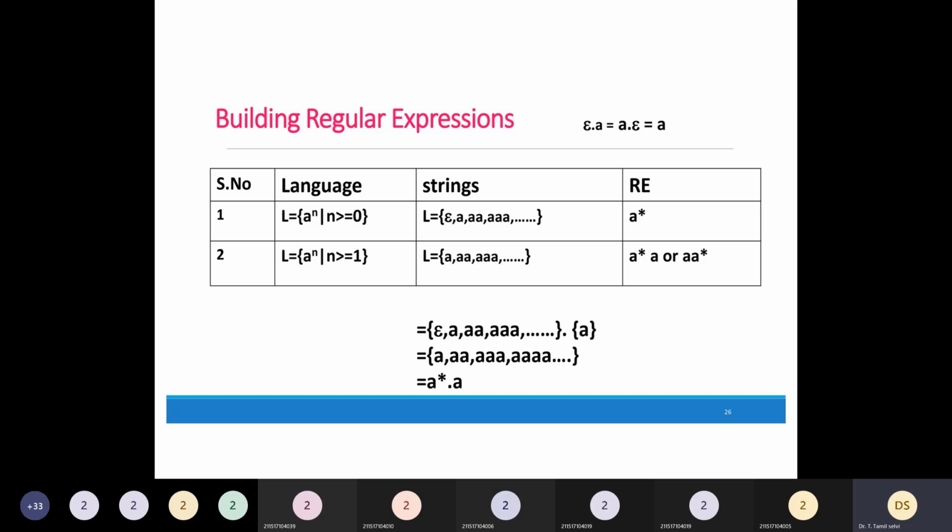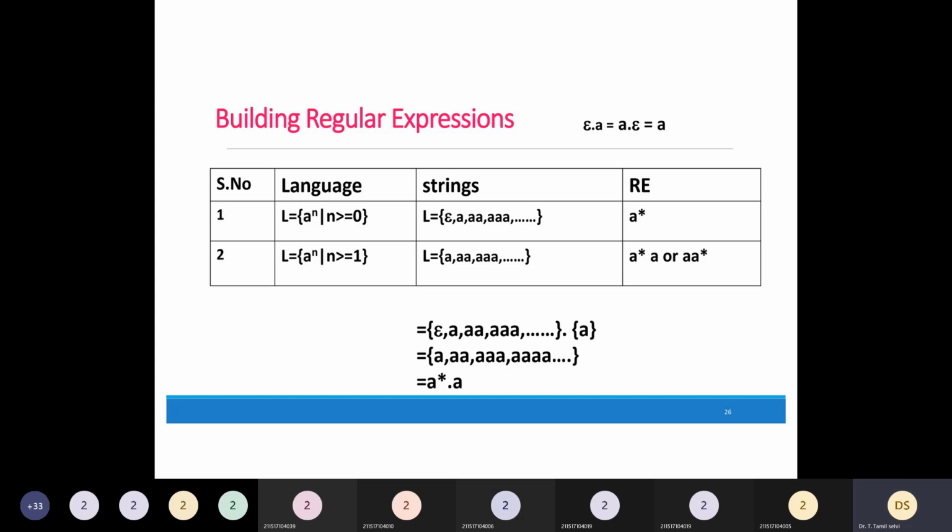So the language L equals a power n, where n is greater than or equal to 0. First you have to replace the value of n with 0. So a power 0, the zeroth occurrence of the particular symbol, is equivalent to the null string epsilon. So the first string in L is epsilon, and then for the second you apply n equal to 1. So a power 1 gives a, a power 2 gives aa, a power 3 gives aaa, etc. This is the collection of strings.